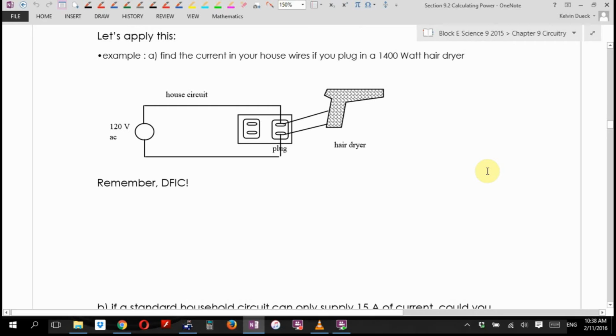This is how your houses work. If you've ever blown a breaker or had a breaker blow at your house, here's what's going on. Example A says, find the current in your house wires if you plug a 1,400 watt hairdryer into the plug. And I wrote here, remember DFIC. Hey Nick, what's this question asking me to find? The current. What variable do I use for current? Let's write down I equals question mark.